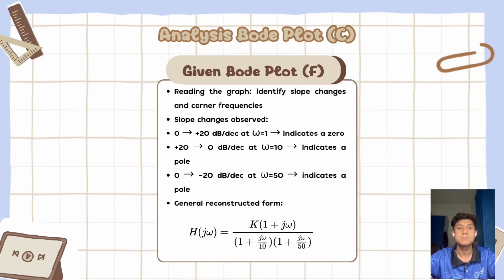Now, I will present the analysis of 1C. Item 1C is a given Bode plot, and we work backward from the given plot. We see three slope changes: flat to plus 20 at omega 1 indicating a zero, plus 20 back to flat at omega 10 indicating a pole, and flat to minus 20 at omega 50 indicating a second pole. This gives the general form H of j omega equals K times 1 plus j omega over 1, over 1 plus j omega over 10 times 1 plus j omega over 50.